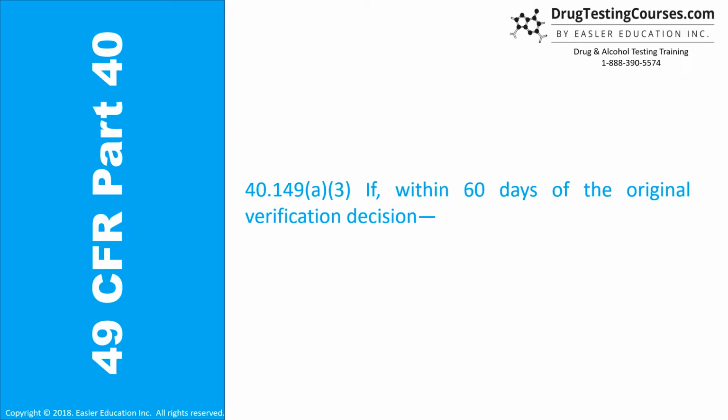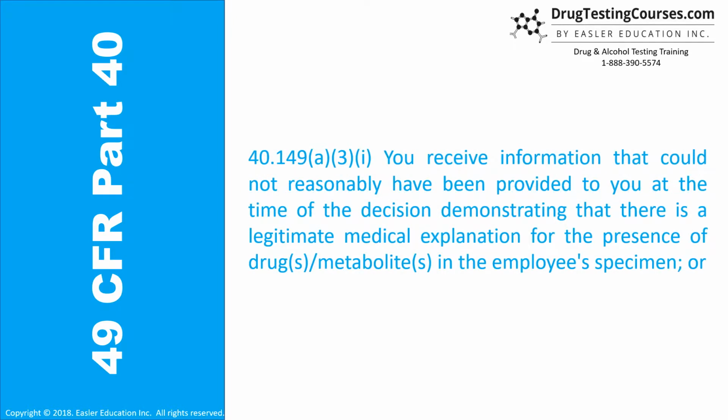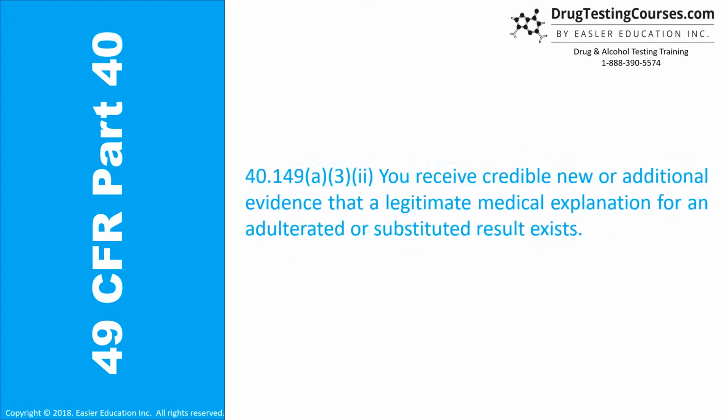40.149(a)(3). If, within 60 days of the original verification decision, (i) you receive information that could not reasonably have been provided to you at the time of the decision, demonstrating that there is a legitimate medical explanation for the presence of drug or metabolite in the employee specimen, or (ii) you receive credible new or additional evidence that a legitimate medical explanation for an adulterated or substituted result exists.